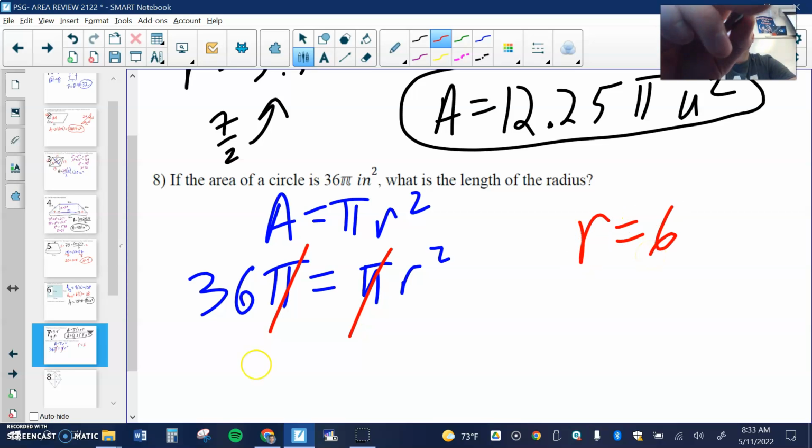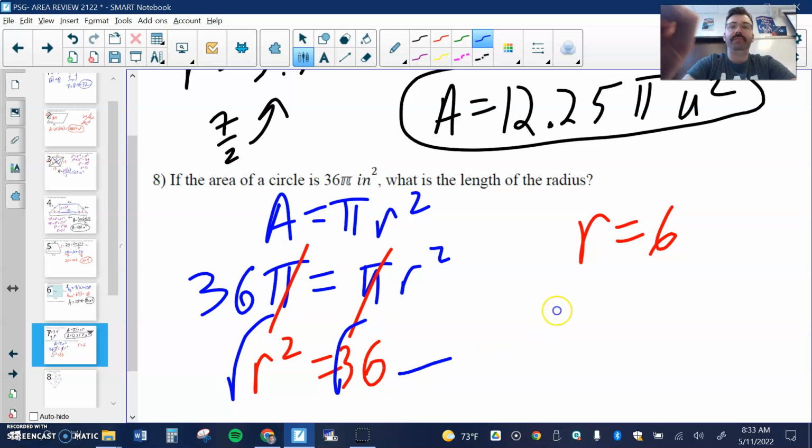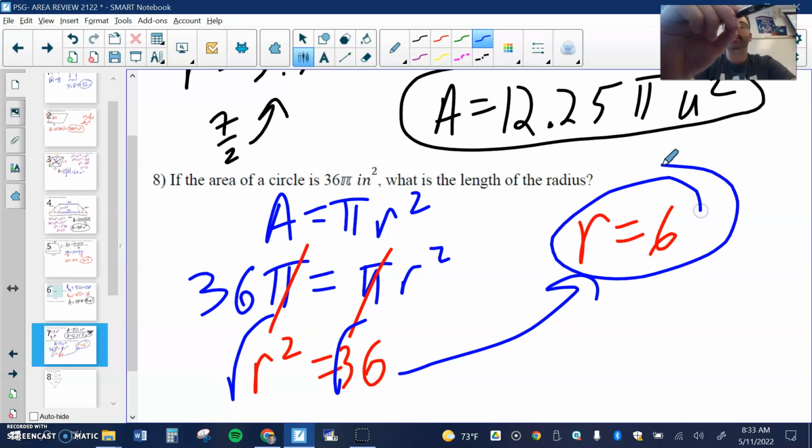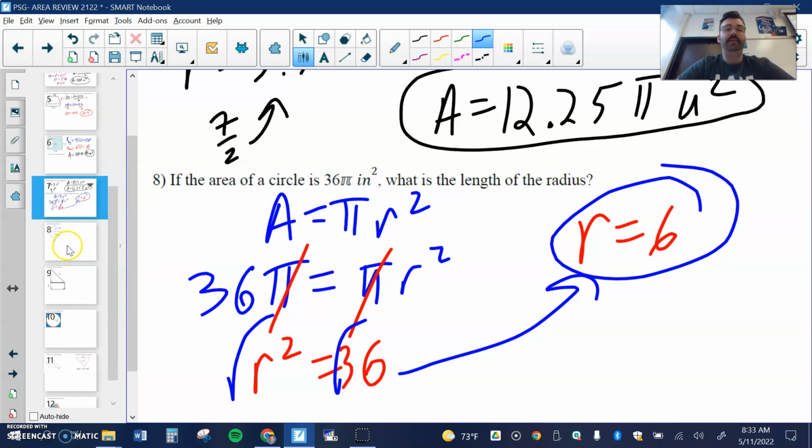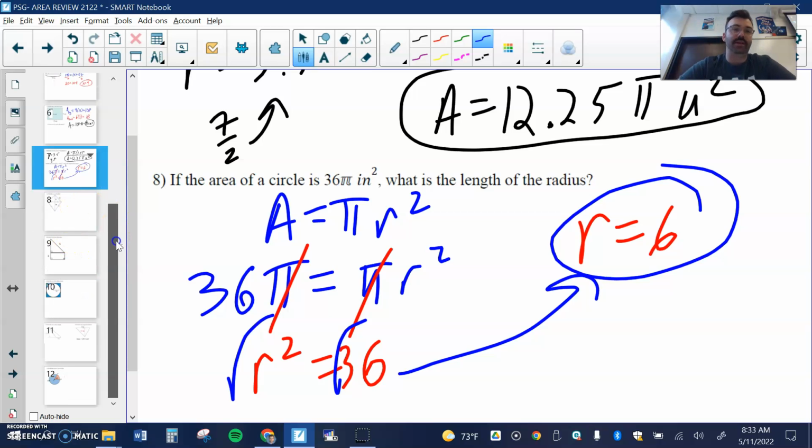How did I get that? Because then r squared would be 36. And I would square root both sides and get r to be 6. Some of you may be able to see that right away, just by knowing that square root of 36 is 6. I'm going to try to finish the rest of these, so if you need to skip around, feel free to skip around.